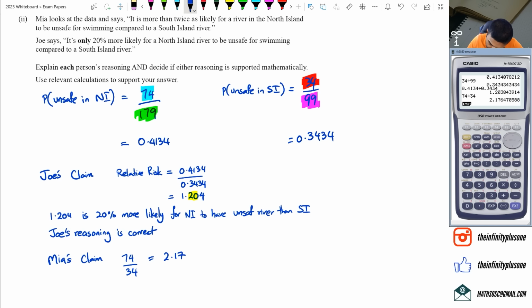So we can say that she's looking at numbers rather than proportions, and she needs to look at proportions to actually make that claim and not the numbers itself. So I'll just write that up a little bit more, and you can actually say therefore it's not valid. Mia's claim is not valid.